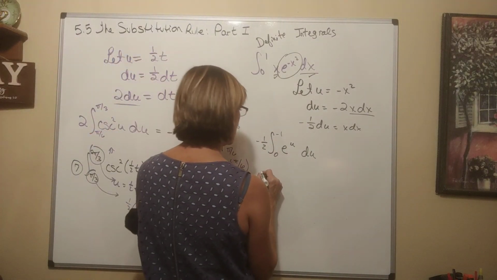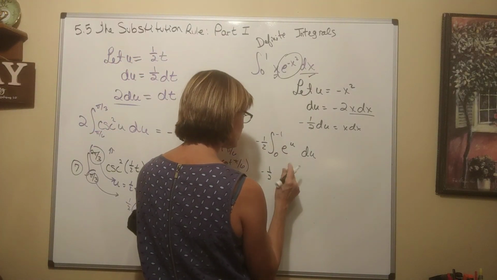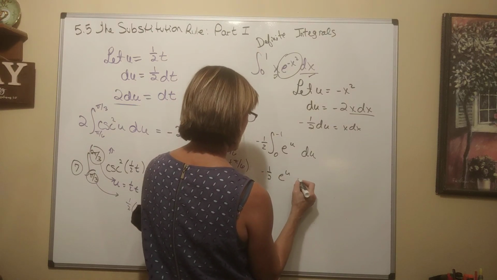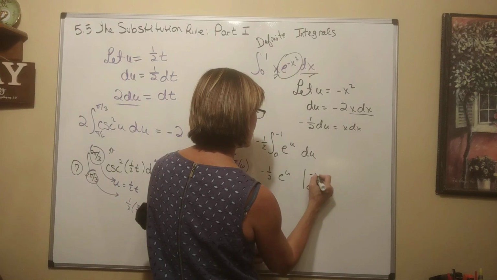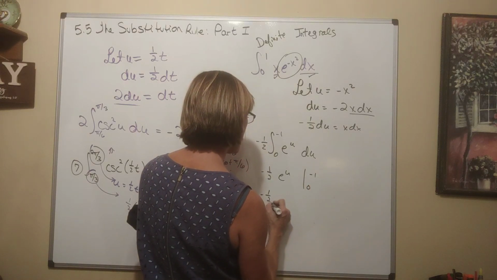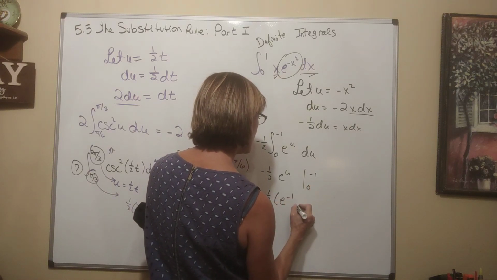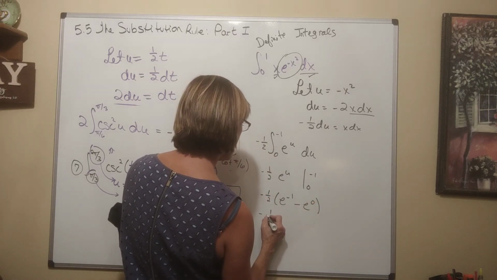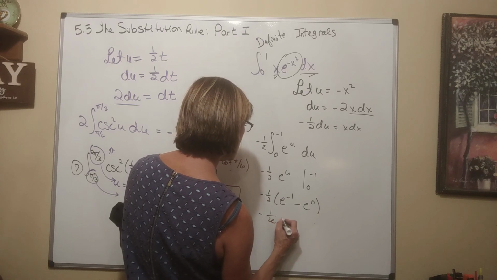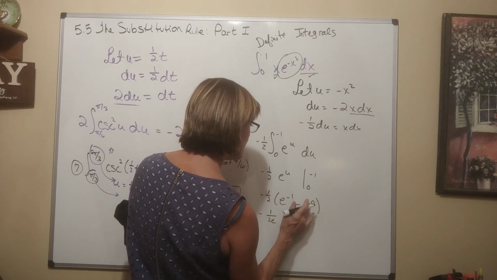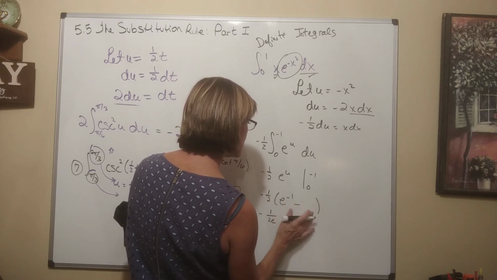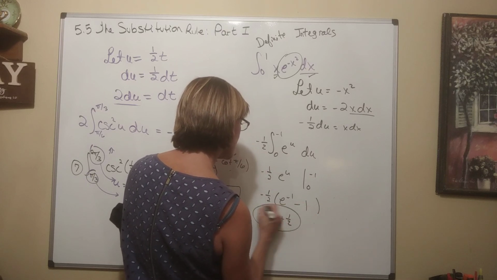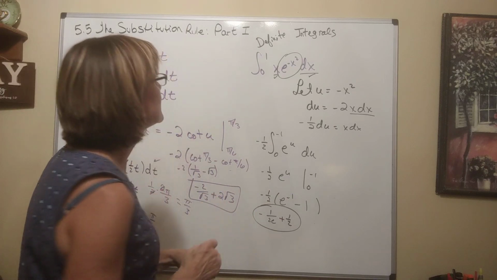Let's do this. This is negative 1/2. The integral of e to the u is e to the u. And we're going to evaluate this from 0 to negative 1. So this is negative 1/2 times e to the negative 1 minus e to the 0. This is negative 1 over 2e. This is minus, this is a 1, right? E to the 0 is a 1. Plus 1/2. This is what I get for my answer right there.